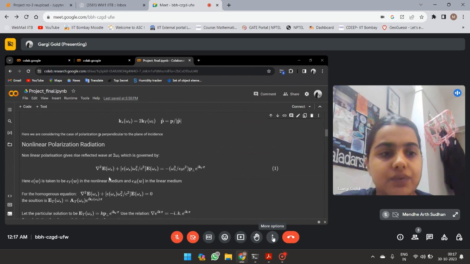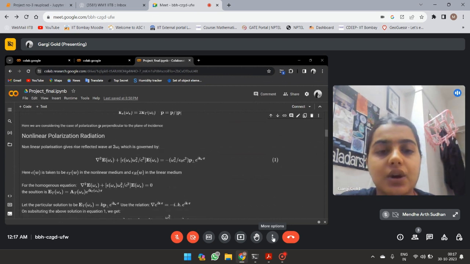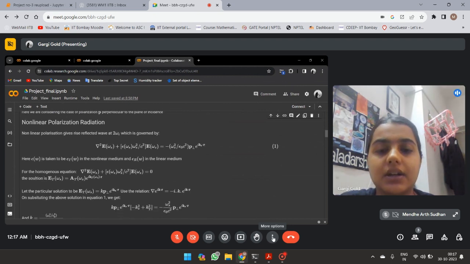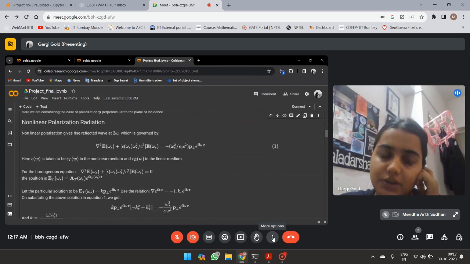Now, if we consider the nonlinear polarization radiation, the nonlinear polarization gives rise to this reflected wave of omega s, and we can write the equation in this form. In order to calculate the solution for this equation, first we'll calculate the homogeneous solution for it.